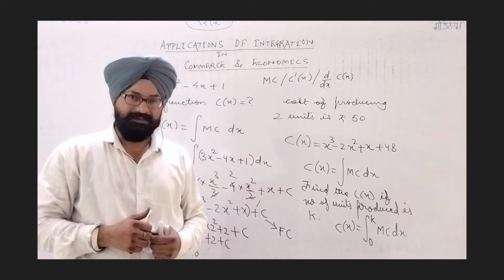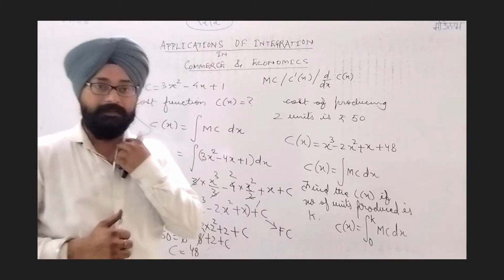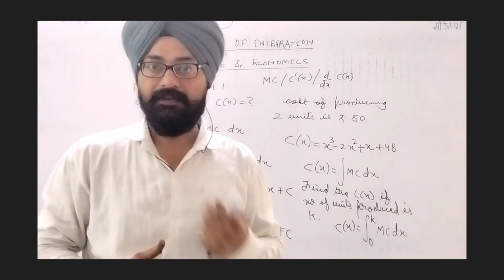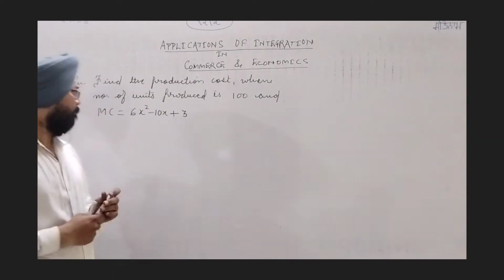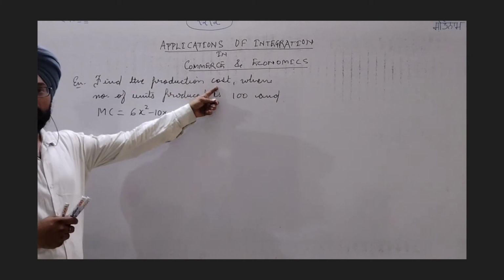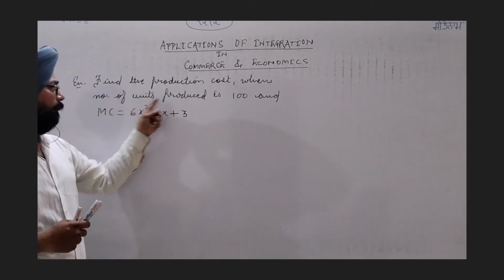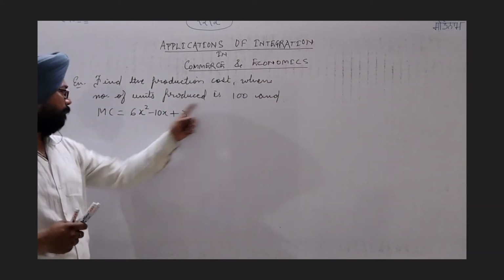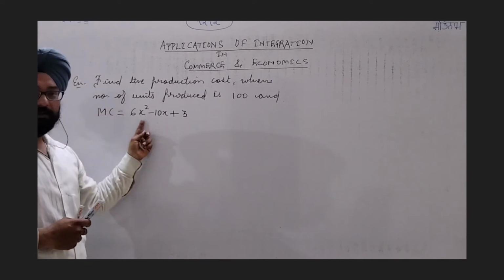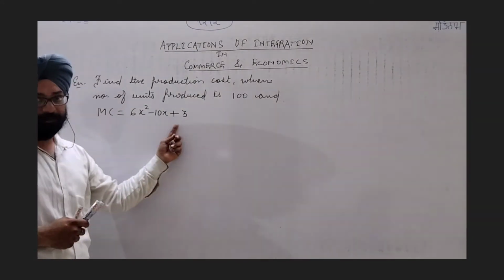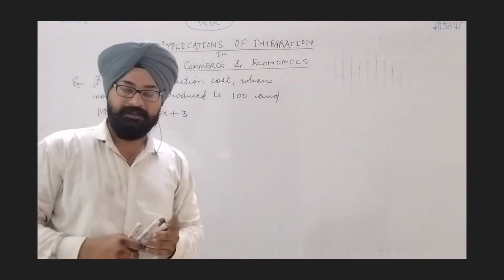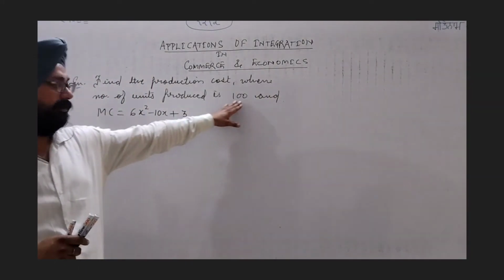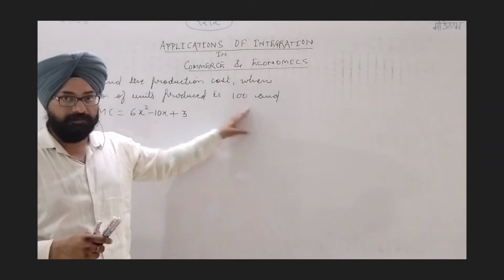Obviously, one example is genuine here. Let's take one example, then we discuss. I have taken one example randomly. Find the production cost when the number of units produced is 100 and marginal cost is given as 6x square minus 10x plus 3. Here the information is different from the previous case. Here we are given the direct number of units produced, one value.